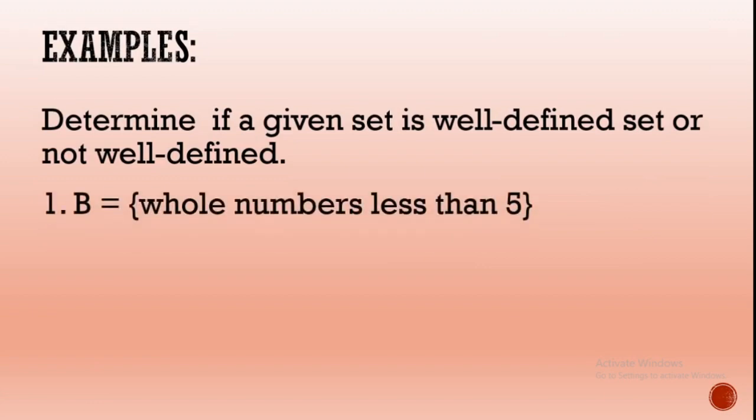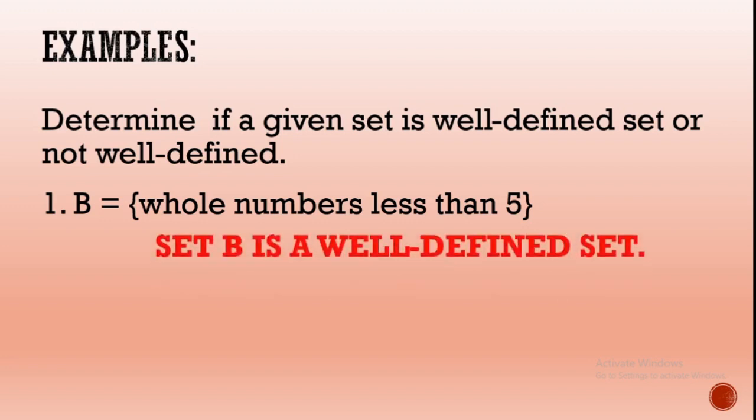So number 1, set B is the whole numbers less than 5. Kaya ba nating ibigay ang eksaktong element ng ating example? Yes. So what are those whole numbers that are less than 5? That is 0, 1, 2, 3, and 4. So naibigay natin ng eksakto. So ibig sabihin, the set B is a well-defined set.